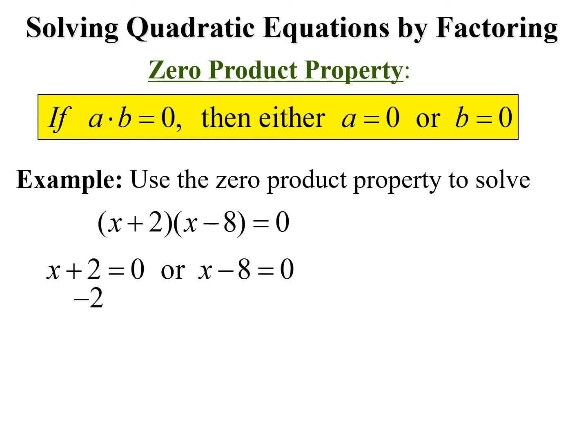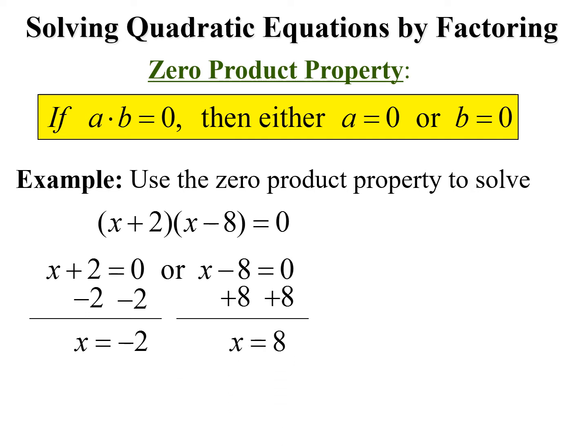So to solve x plus 2 equals 0, I'm going to subtract 2 from both sides, and I get x equals negative 2. To solve x minus 8 equals 0, I'm going to add 8 to both sides, and I get x equals 8. So for my answers, x can either be negative 2 or 8 for this equation to be true.